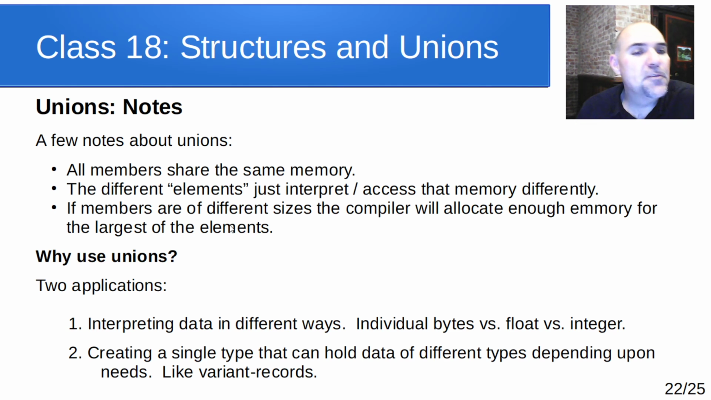The other reason for using unions is you can create a single type that can hold data of different types depending on what your needs are. So that's like a variant record or a variant in another language, where the type would be variant, and it can take on or you can use it as different types in different parts of the program.